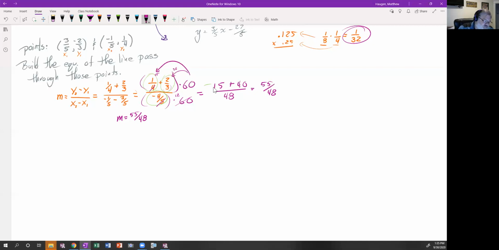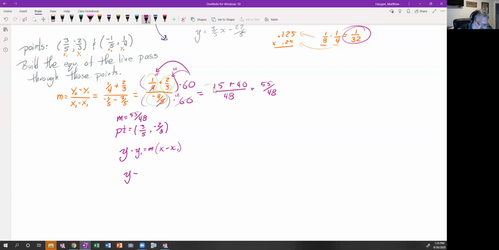All right, so that's our slope. The other thing we need to make a line is a point. It doesn't matter which one we use. I'm going to use the 3/5 and the -2/3, for no particular reason. And then if I want to build the equation of our line, I'm just going to grab that y minus y1 equals m times x minus x1, plug those in, and we have the equation of a line.